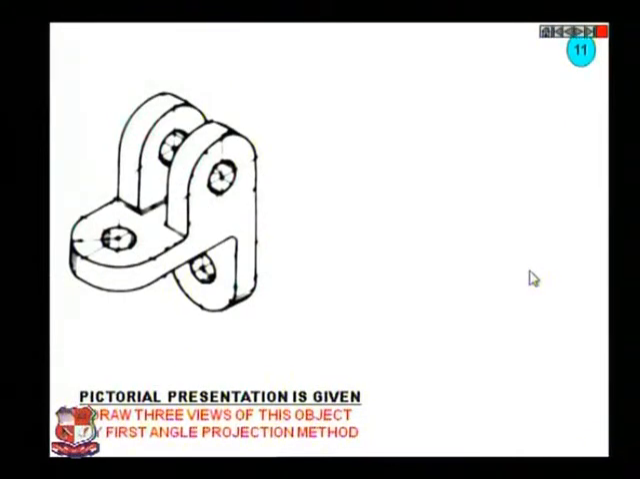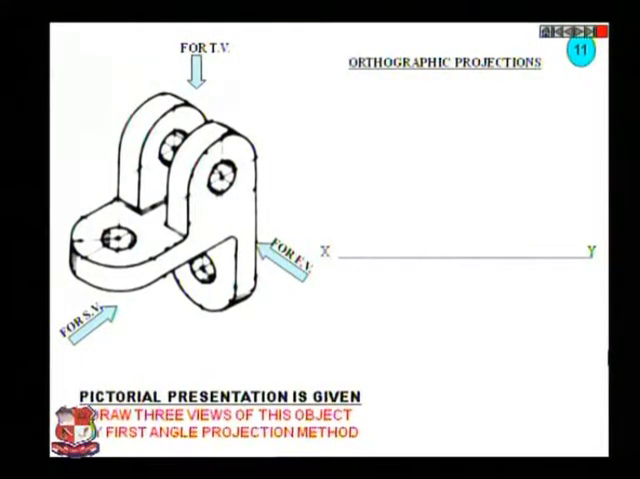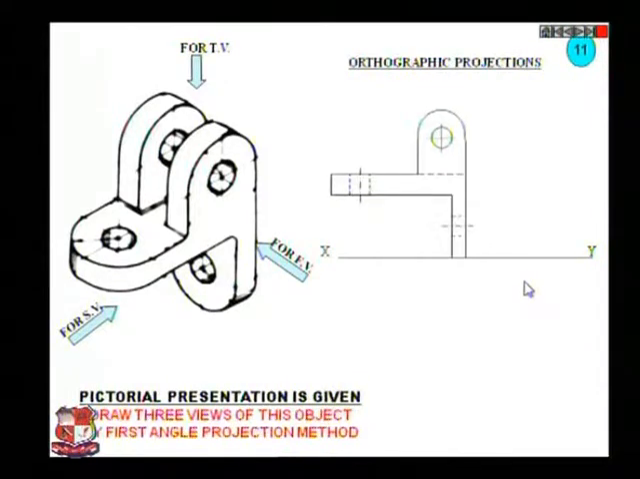11th problem for our today's discussion. This is the object. All curvature shapes are there, circular holes are there. If you look from here, this object, if you look from the top, if you look from the side, these are the three views. In orthographic projection, draw the XY line. Its front view would be like this. This is the front view.